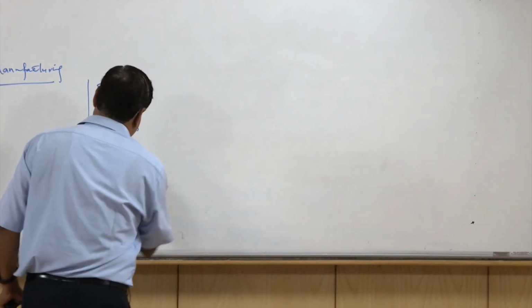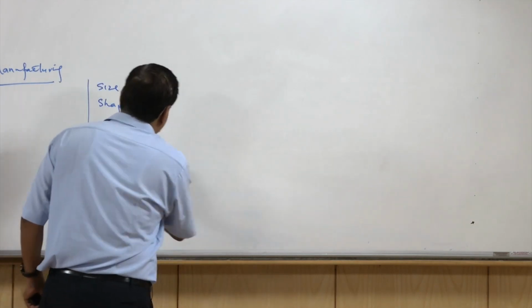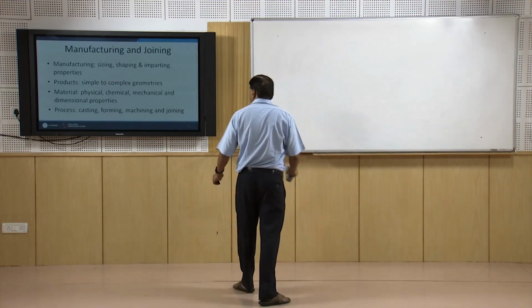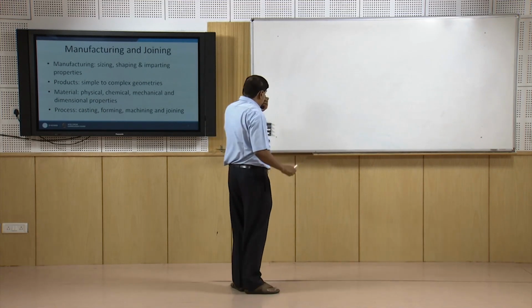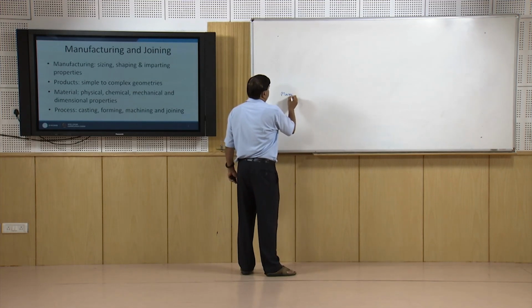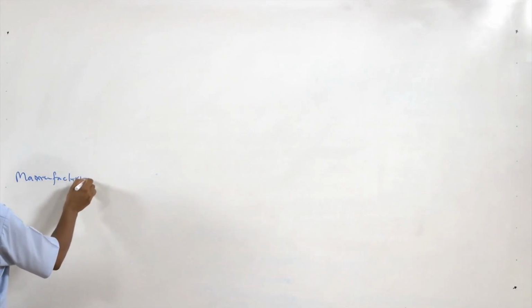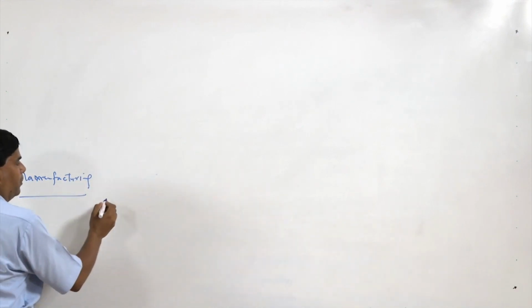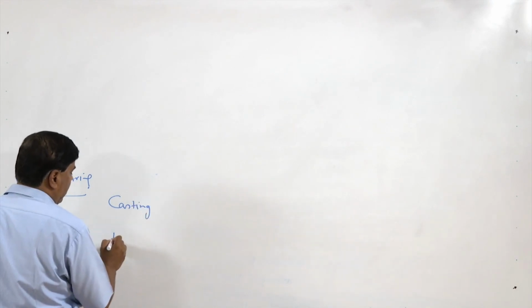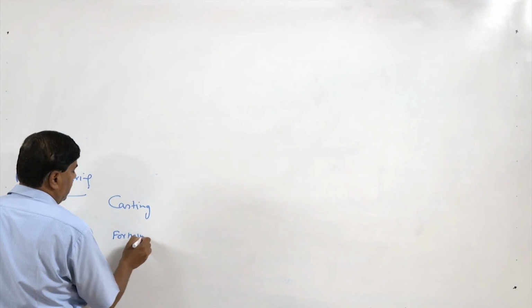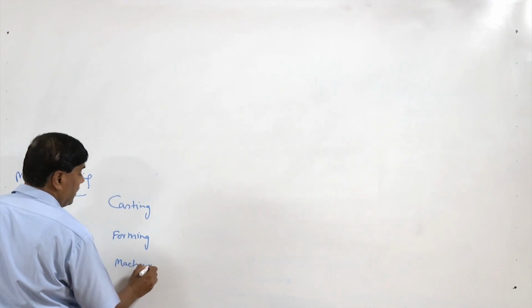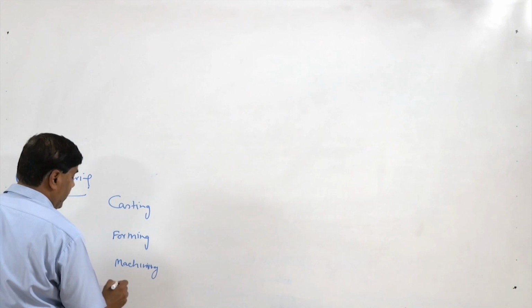Now, you will see this is what I have already talked about: the common manufacturing processes which are used for the metals include casting, forming, machining, and joining.